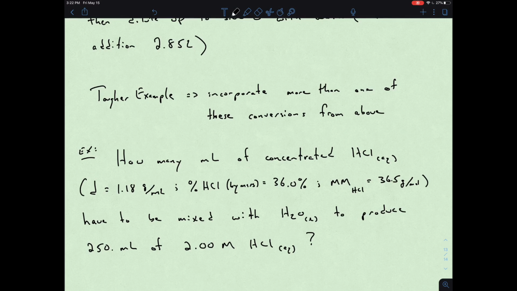So there's our question. We have how many milliliters of concentrated HCl is what we're looking for. We have some properties there. Notice all those properties have 2 units, one in the numerator, one in the denominator. So more than likely those are conversions. But how many milliliters of this concentrated HCl have to be mixed in order to produce this solution at the bottom, 250 milliliters of 2 molar HCl.